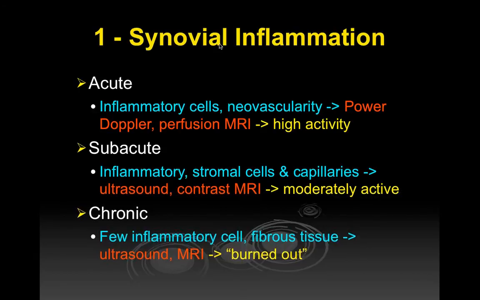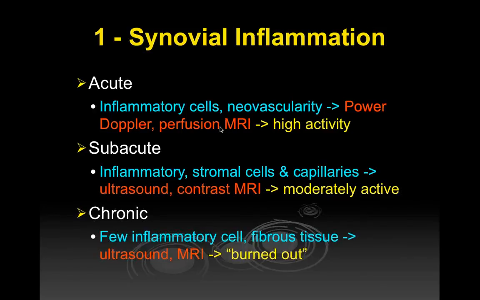So the first stage would be the synovial inflammation. You get inflammatory cells and neovascularity. These aren't normal capillaries, they are neovascular capillaries. And you can see this as increased vascularity with power Doppler or perfusion MRI, or the evaluation within 1 minute of giving a bolus injection.